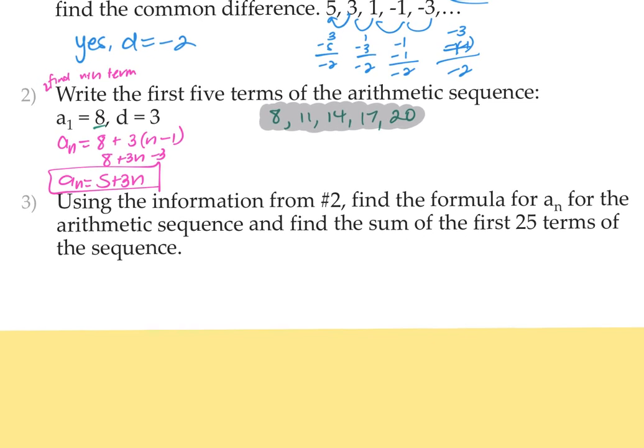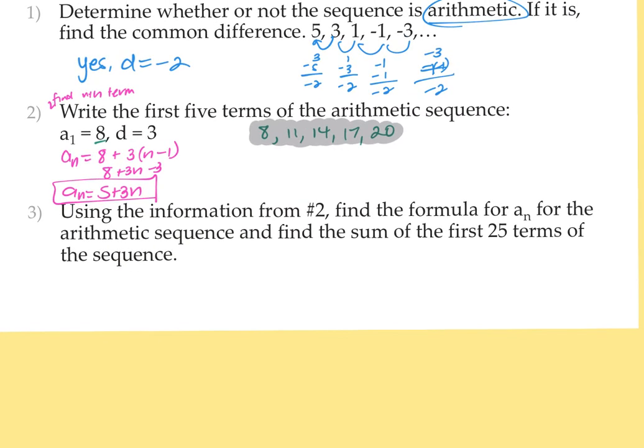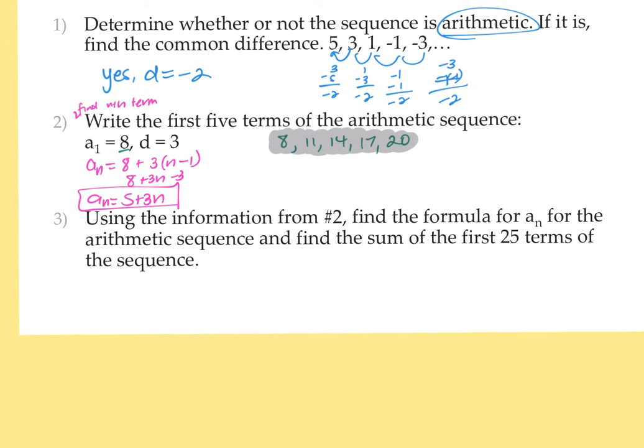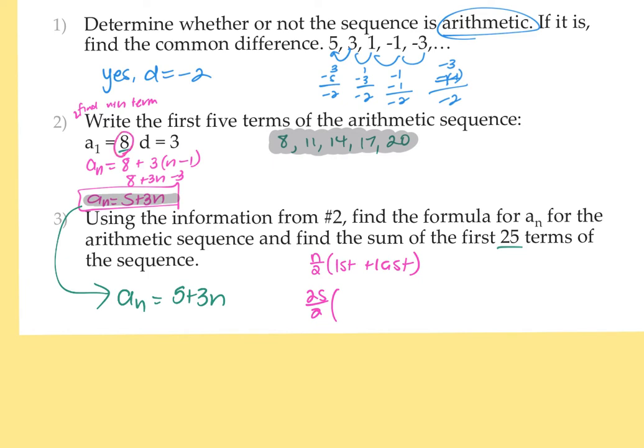So 3 says use the formula or information from number 2 to write the formula for the arithmetic sequence. So we already did it. That's this one. a sub n would be 5 plus 3n. And then find the sum of the first 25 terms of the sequence. So I need the sum, which is n over 2 times first plus last. What would be n? 25. My first term, a1, we already have as 8, but if I didn't have it there, I would plug in 1 here, and I'd get 8.